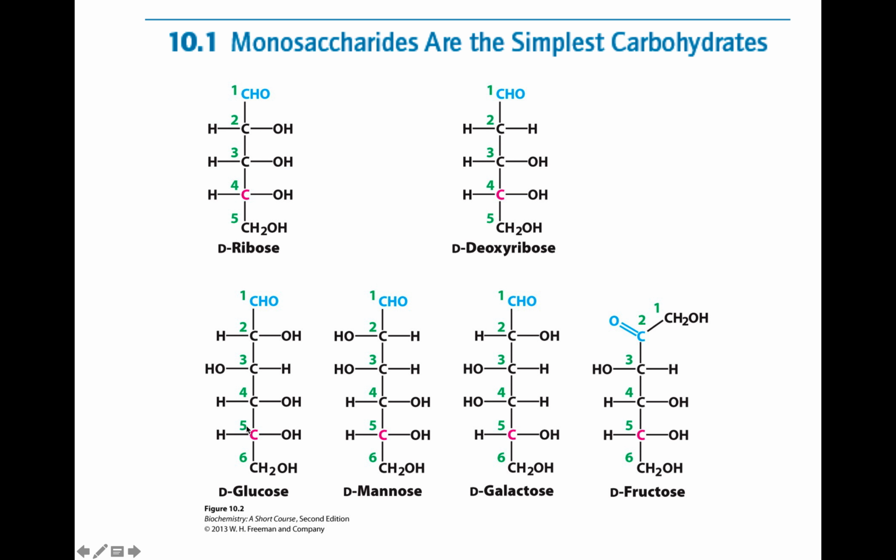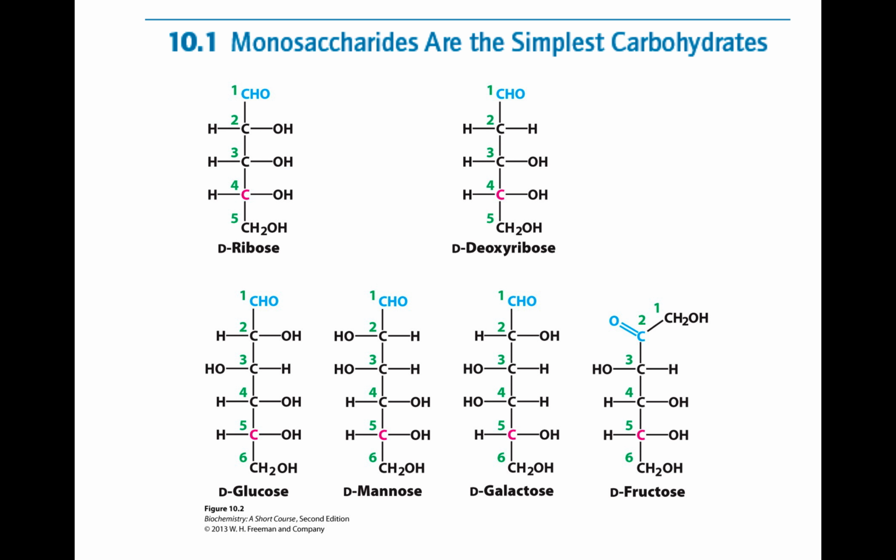If we're looking down here at glucose, same question. Is carbon 1 chiral? No. But 2, 3, 4, and 5 are all chiral. Carbon 6 is not chiral. So that's the first thing that I wanted to mention. And again, just as a reminder, the blue here is the aldehyde or the ketone group.